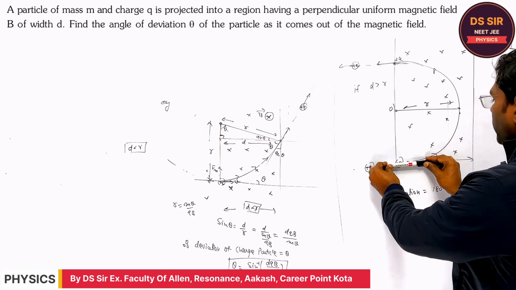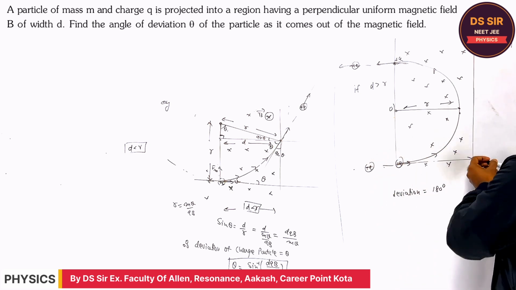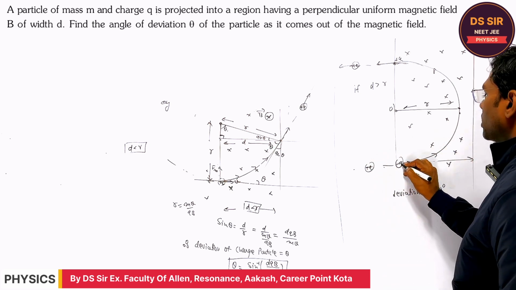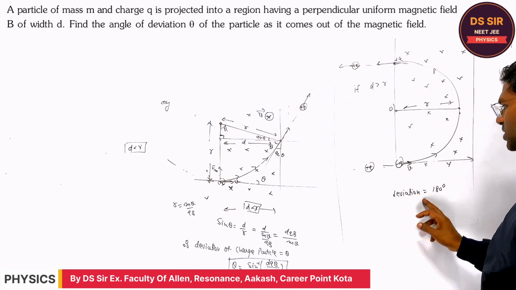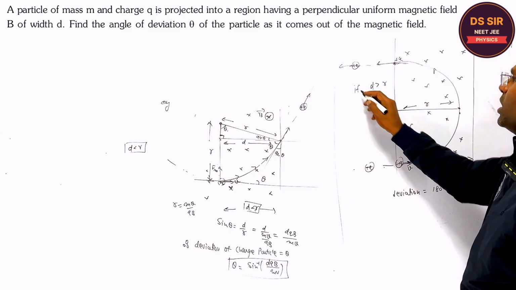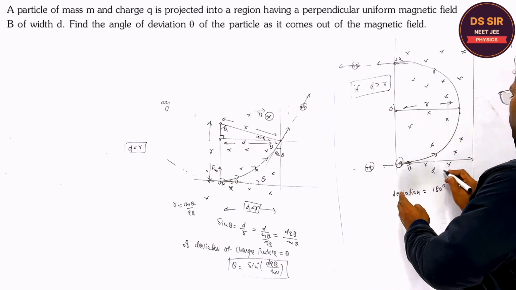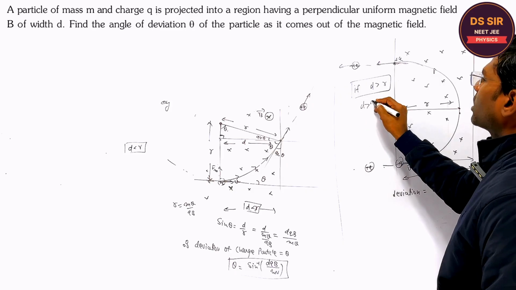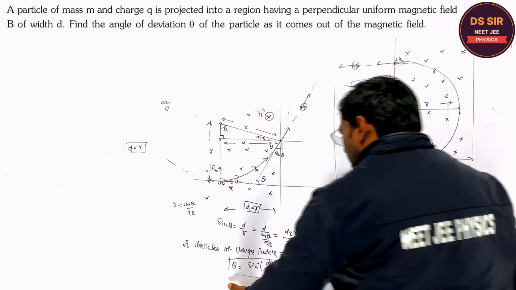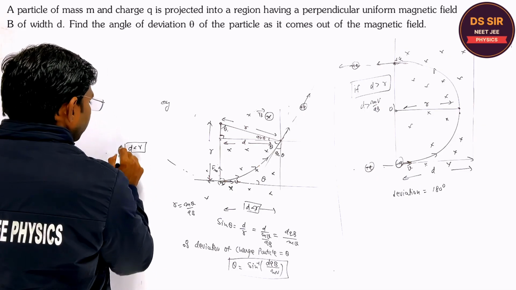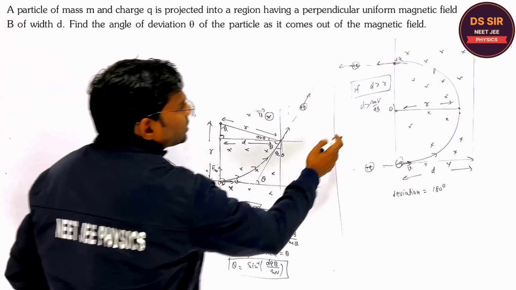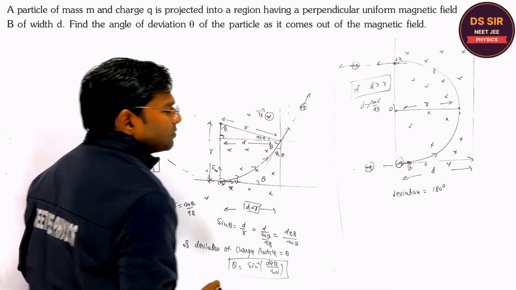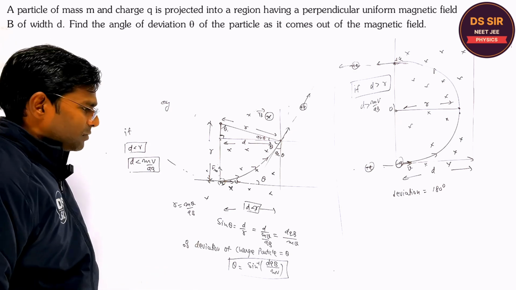The deviation is 0 when the charge particle is moving this way and after this the charge particle's velocity direction is the same. But here the direction of the velocity becomes anti-parallel. So what is the deviation in this case? 180 degrees. If the width of the magnetic field is greater than r, that is mv upon qB, this is the answer. This is the answer only if d is less than mv upon qB. If d is greater than mv upon qB, the deviation will be 180. You understand this? Copy this.